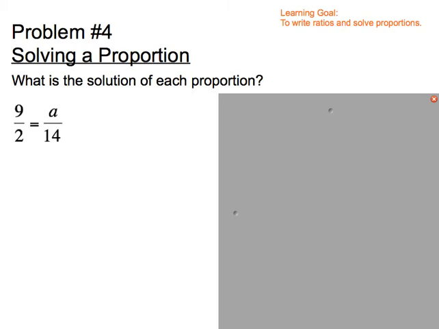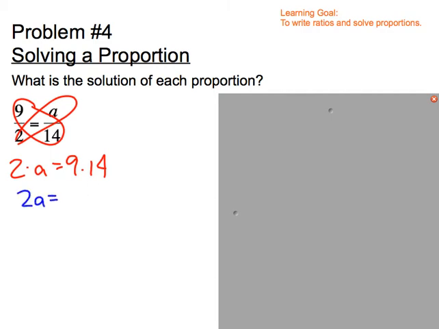And in order to solve this, we're going to take these two numbers, the 2 and the A, we're going to multiply them together, so 2 times A, and we're going to set that equal to these two numbers multiplied together, 9 times 14. A lot of teachers will tell you to multiply the 9 times 14 and go ahead and have 2A equal to 126. I actually don't prefer that method.